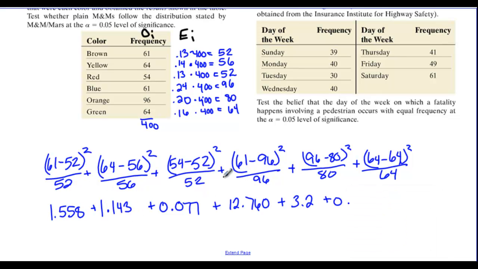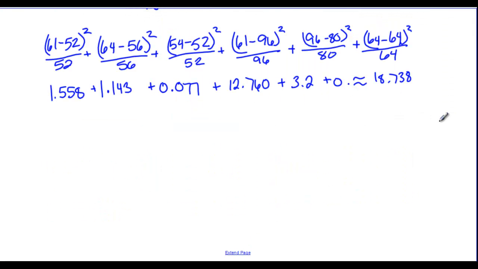Alright, so working each of these out, I've gotten a decimal approximation. Then I'm just going to add all this up, and we're going to get 18.738. So this is our test statistic. We need to have our nice little picture of chi-squared, and we need to find our critical value.